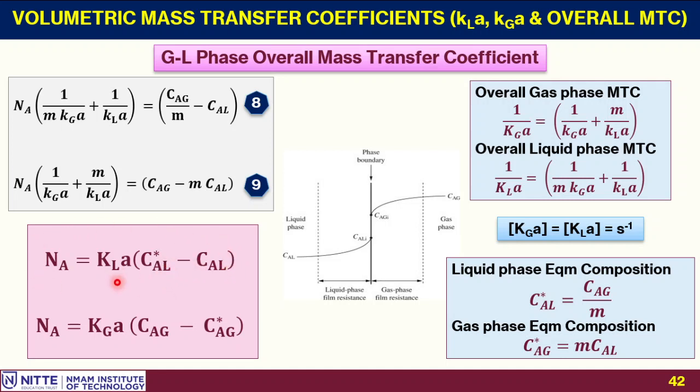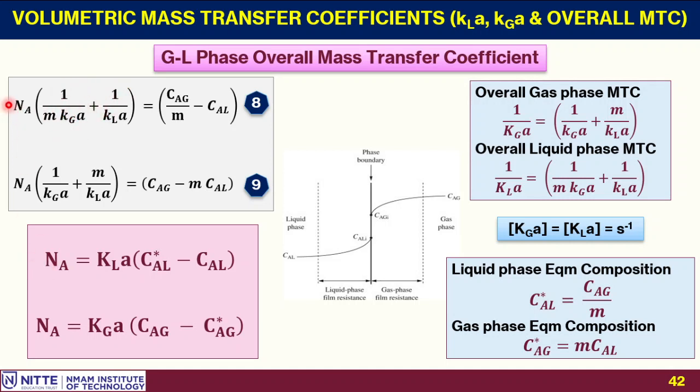What does it mean now? This KLa, how do I get it? I can write it as 1 by KLa is equal to 1 by m kGa plus 1 by kLa. How did I get this equation? Look at equation number 9. If you observe equation number 8, I have rewritten this equation. 1 by m kGa plus 1 by kLa, I am rewriting these two terms as 1 by KLa. So I'll replace these two terms with 1 by KLa.